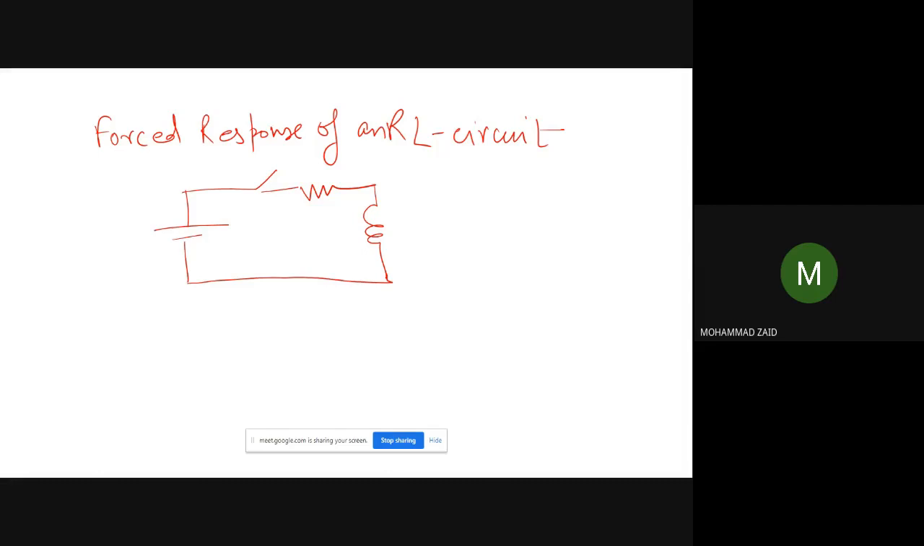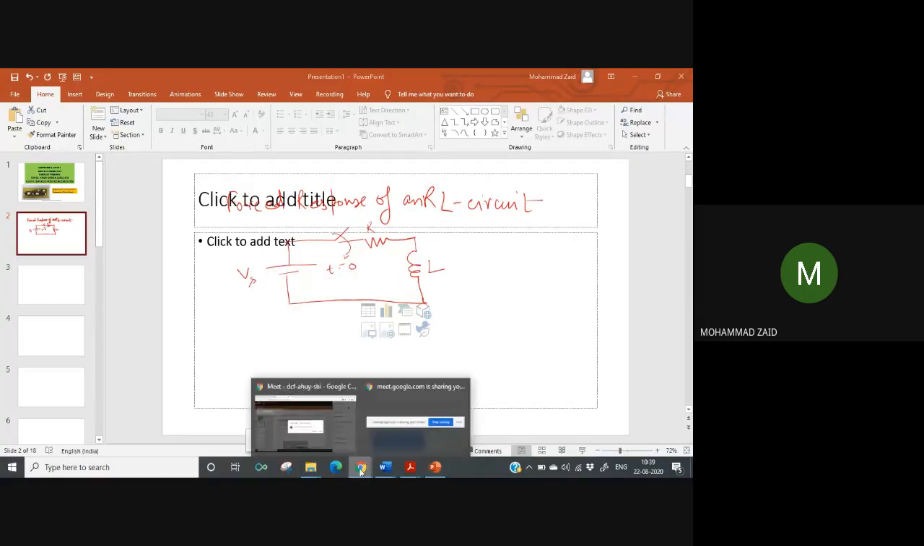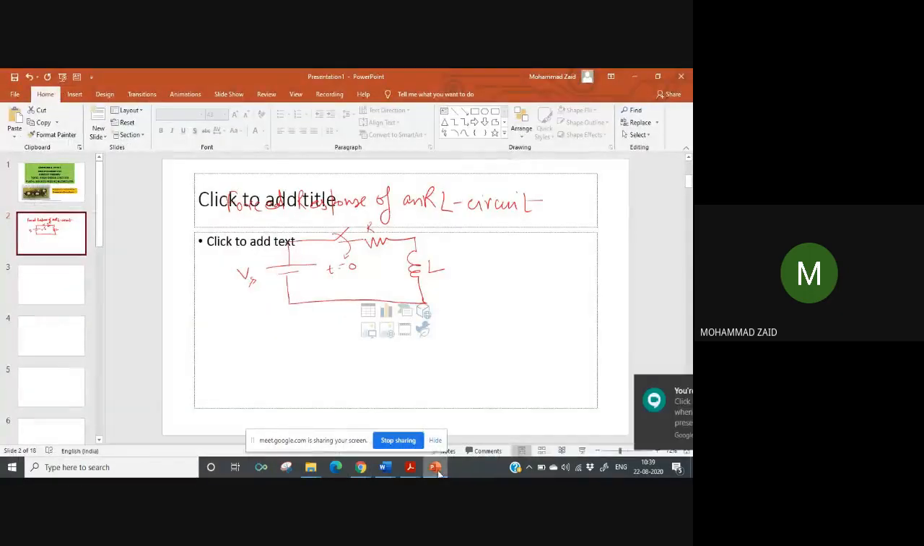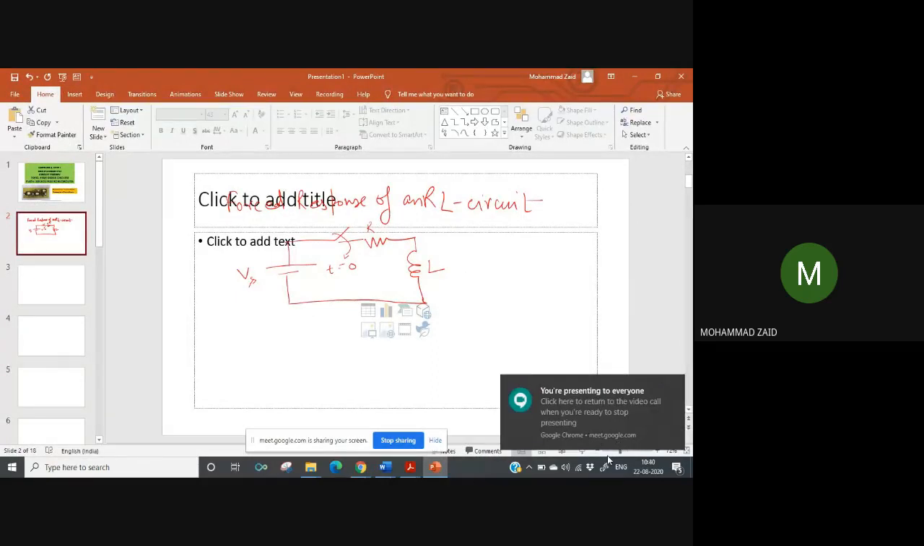Now what we need to find is what happens when the switch is closed at t equal to 0, and this is the voltage Vs, this is the R, and this is the L. So how does this inductor increase its current? How the inductor increases its current, that we want to derive, and what will be the nature of this response.